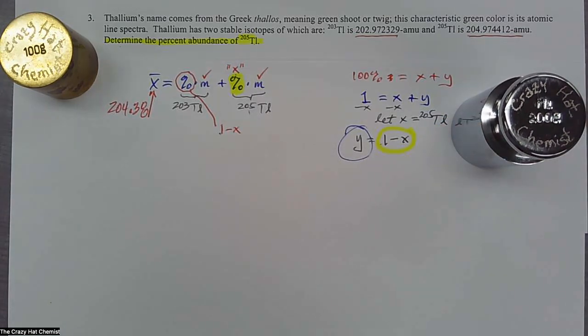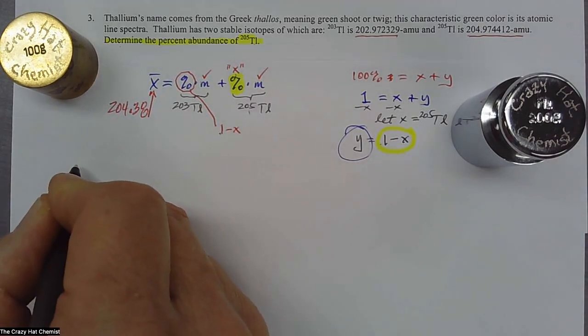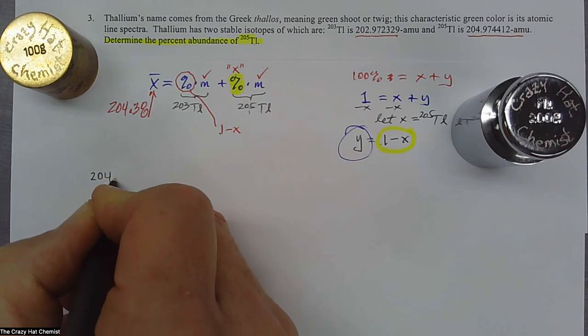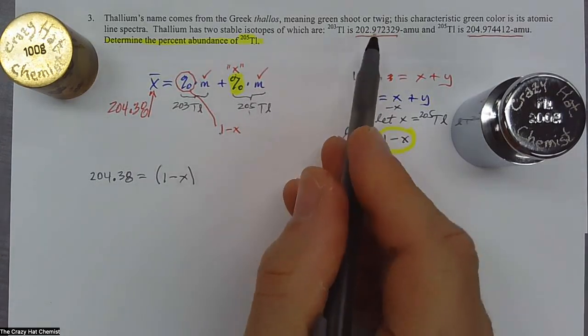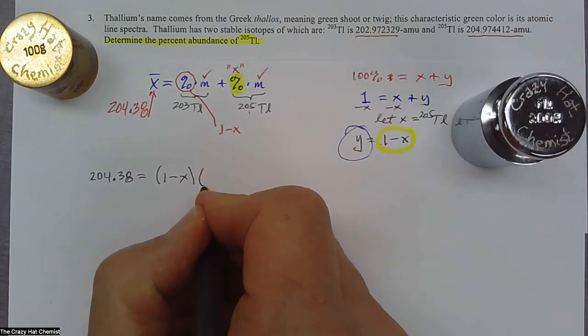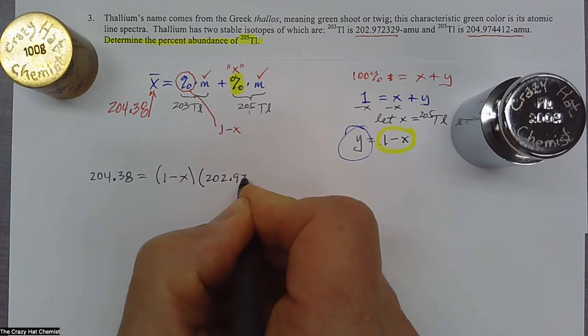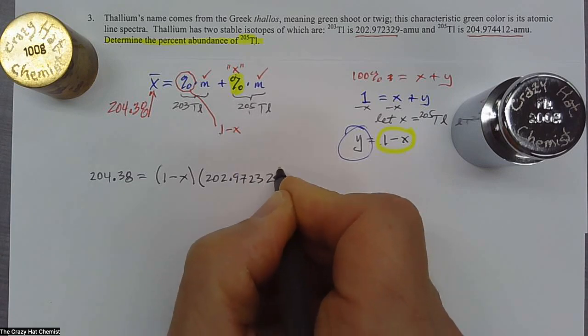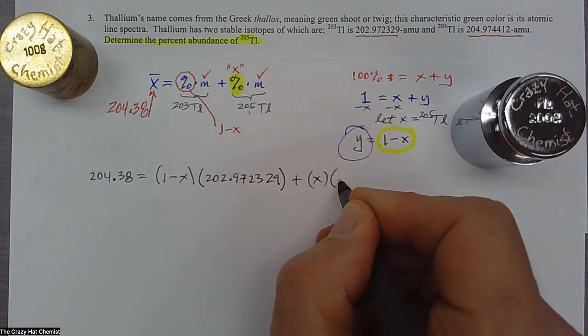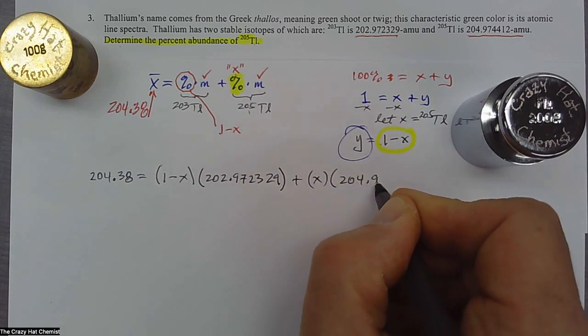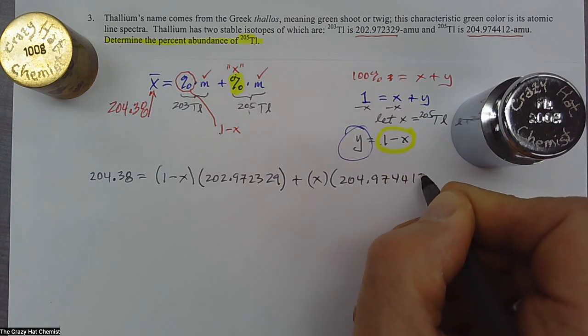So now we're going to plug all this information into our mathematical equation. We have 204.38 is equal to 1 minus X, and then we need to write down the mass of thallium 203. That's 202.972329 plus X, which is what we're solving for, the percentage of the thallium 205. And we're going to write down the mass of thallium 205. That's 204.974412.